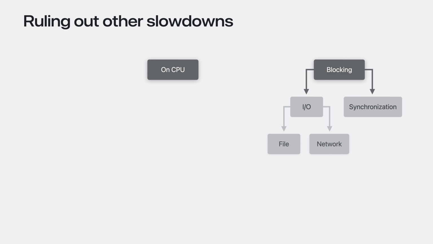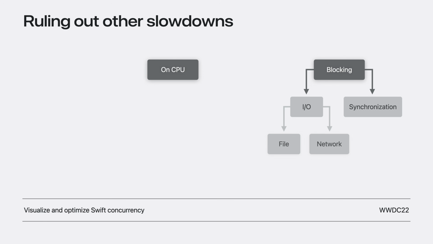For instance, consider other causes of slowdowns in addition to single-threaded CPU performance. Aside from executing on a CPU, threads and tasks can also spend time blocked, waiting on resources like files or access to shared mutable state. The Visualize and Optimize Swift Concurrency session covers tools for understanding why your tasks might be off CPU.